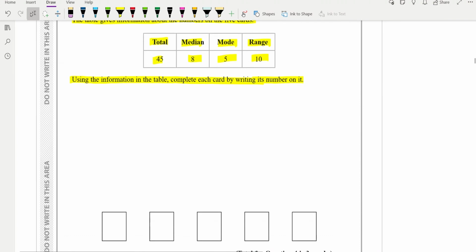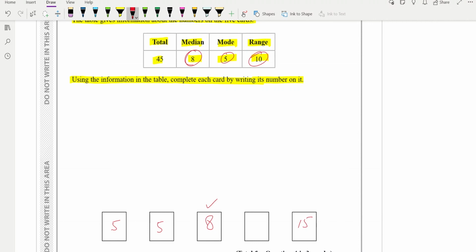So median means middle value, so the middle value is 8. So the middle value is this box, so we can write over here 8, and range is 10, and mode is 5. So mode is 5, it is most occurring, so we can write 5 and 5. Range is 10, so minimum is 5, so maximum will be 15, and sum is 45.